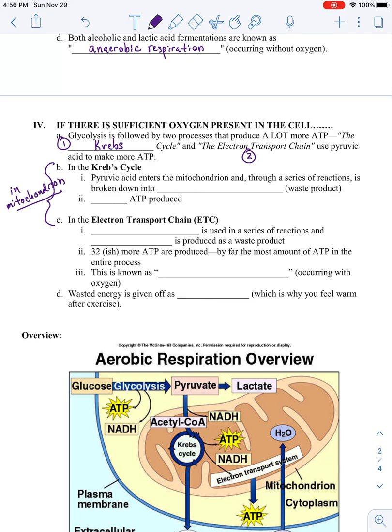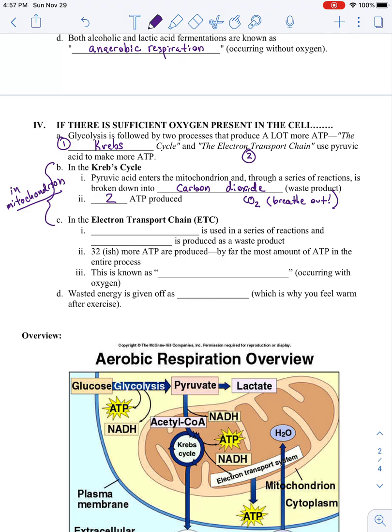In the Krebs cycle, pyruvic acid will enter the mitochondrion, and through a series of chemical reactions, again, you don't need to know the details, it's broken down into carbon dioxide. And that is going to be our waste product. So just remember that carbon dioxide is CO2. And this is going to be breathed, you're going to breathe this out. So that's how you get rid of the CO2 that you make from respiration. You exhale it out into the environment. 2 ATP are going to be produced from the Krebs cycle.